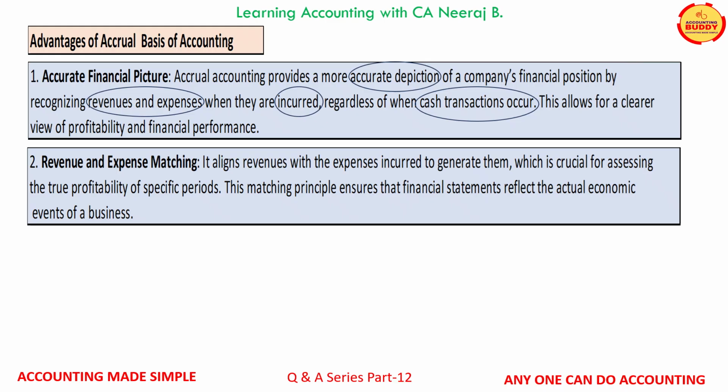Advantage number two, revenue and expenses matching. It aligns revenues with the expenses incurred to generate them, which is crucial for assessing the true profitability of specific periods. This matching principle ensures that financial statements reflect the actual economic events of the business.